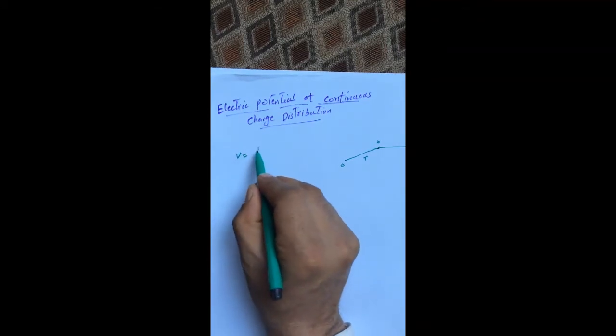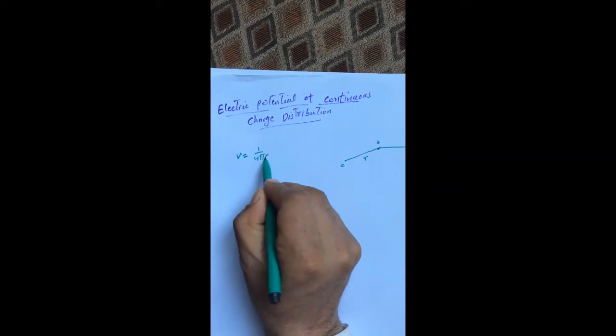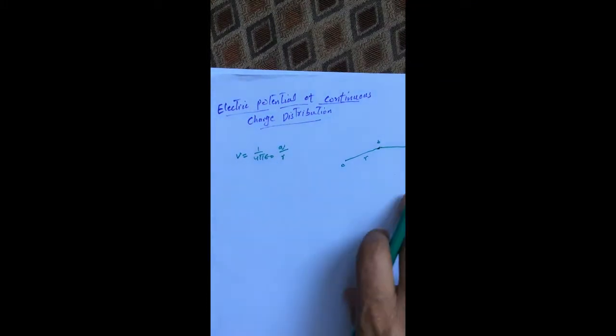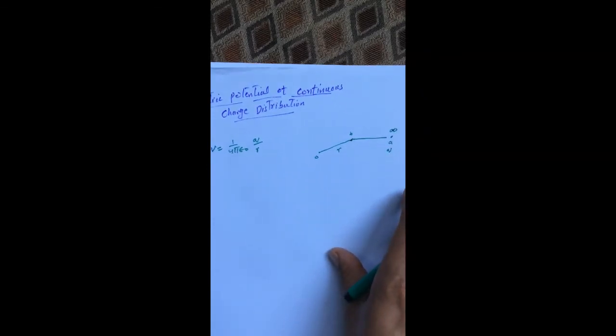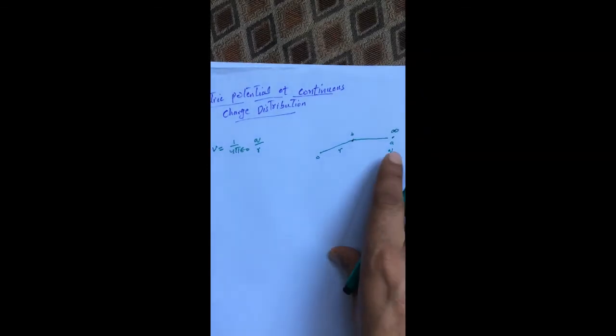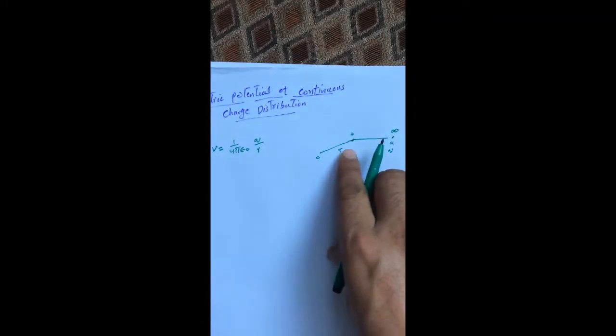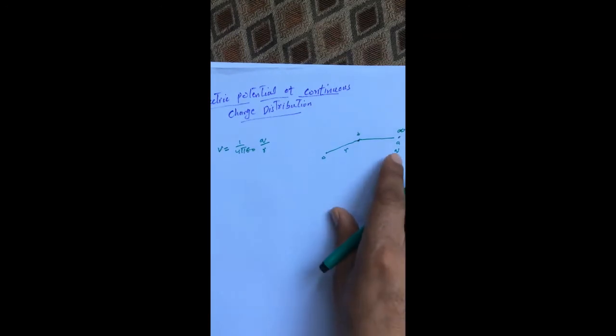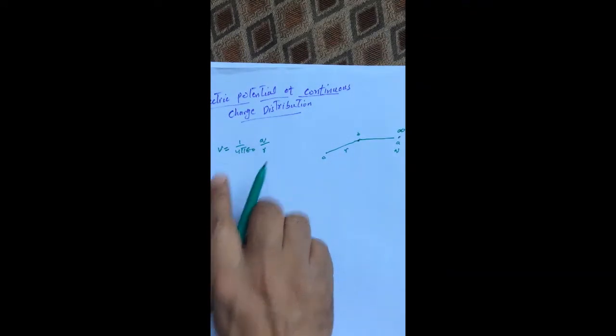V is equal to 1 over 4 pi epsilon naught times Q over r. This is for a single charge. Like we are bringing this single point charge Q from infinity to a point B, which is at a distance r from this origin. Then the potential of this charge is given by this relation.